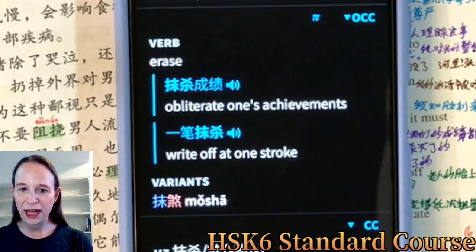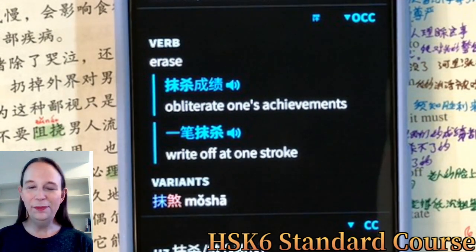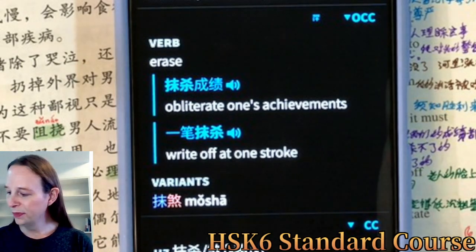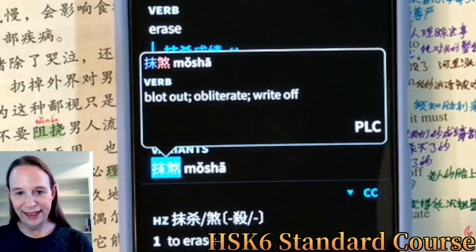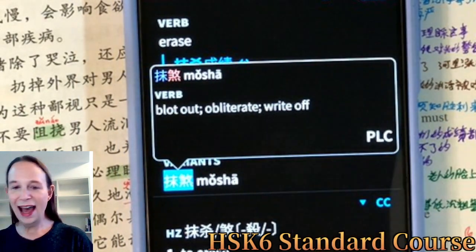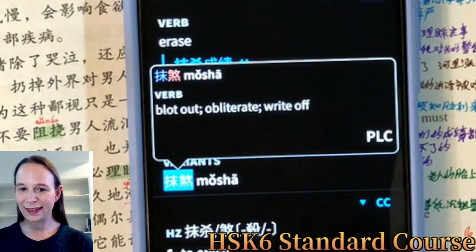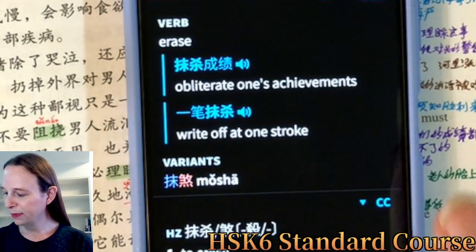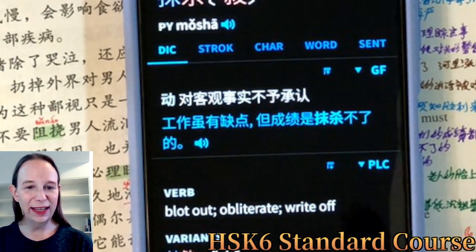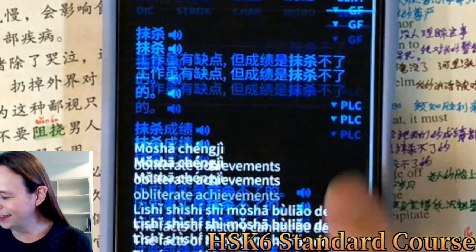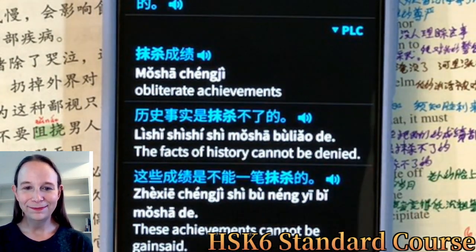一笔抹杀. Oh, okay, so 一笔 is like with the stroke of a pen. Nope, doesn't count. And there's this writing as well. Sha. So from what I understand, this sha also means kill. I'm not 100% sure. It's almost like a variant character. You can figure that out. I'm not going to do it while on the video.